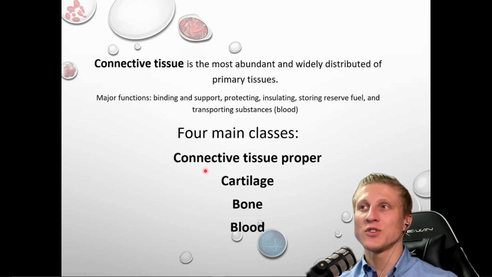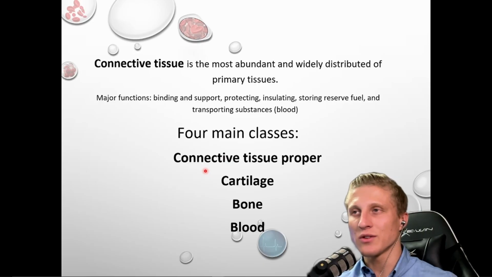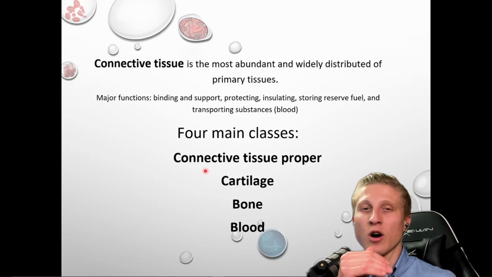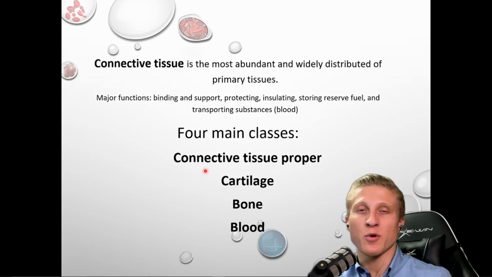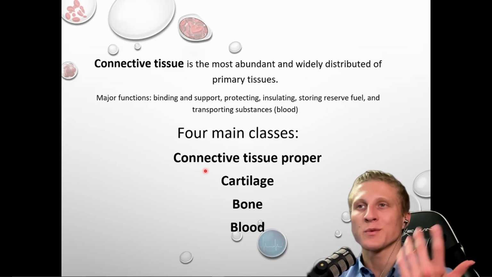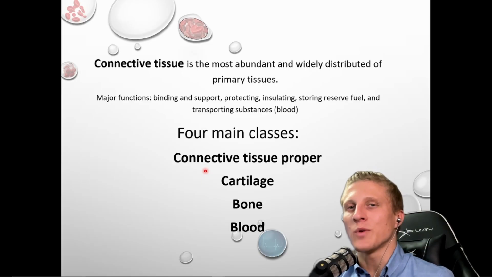We have connective tissue proper, which is going to be things like your tendons and your ligaments. We're going to have cartilage, which we can think of as lining your long bones, as well as forming the fibrocartilage of the intervertebral discs of your spine. Then, of course, we have bones. We all know what those are. And then lastly, we have blood.